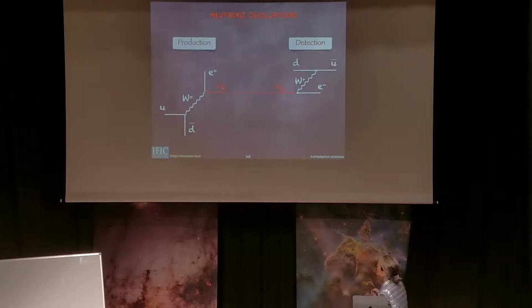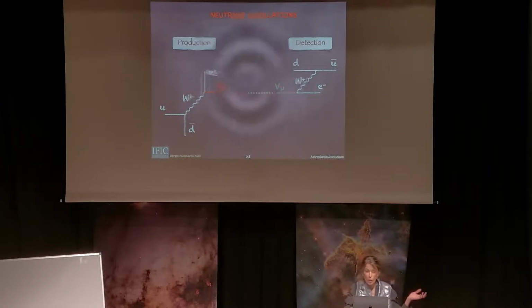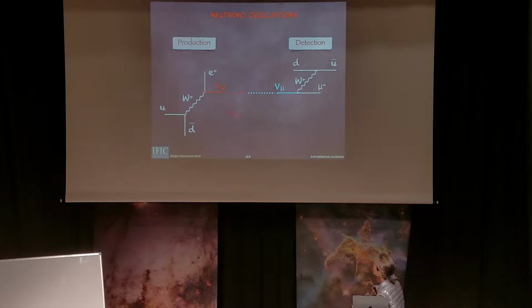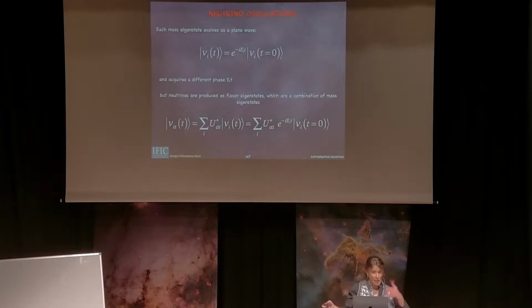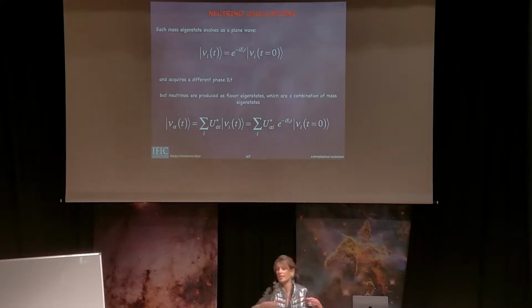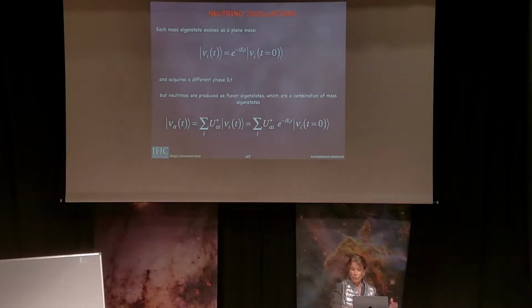And then what happens is that you can produce an electron neutrino in a weak interaction and detect it as an electron neutrino, or you can produce an electron neutrino and detect it as a muon neutrino, because neutrinos can oscillate. Each mass eigenstate evolves as a plane wave and acquires a different phase, given by the energy times the time it flies, or basically the length it travels. And neutrinos are produced as flavor eigenstates, which are a combination of mass eigenstates. So you will have a non-zero probability of detecting another flavor of neutrino.